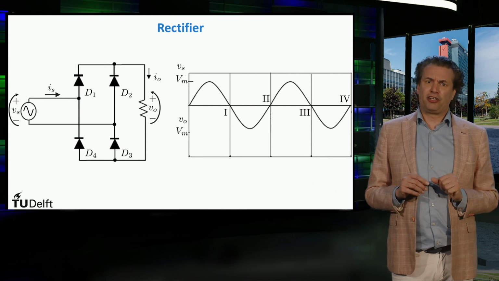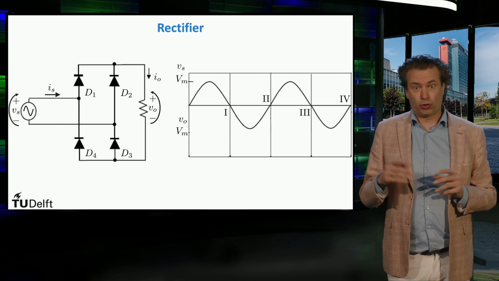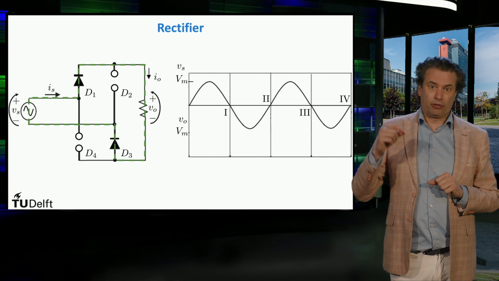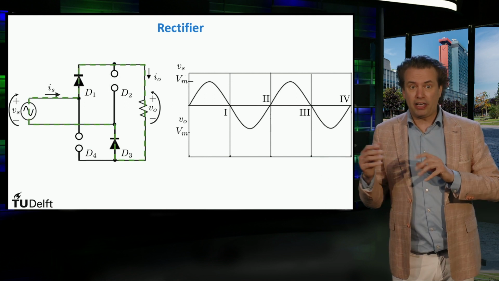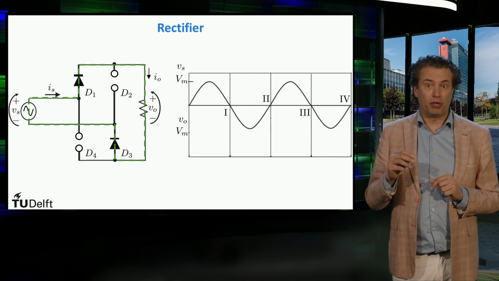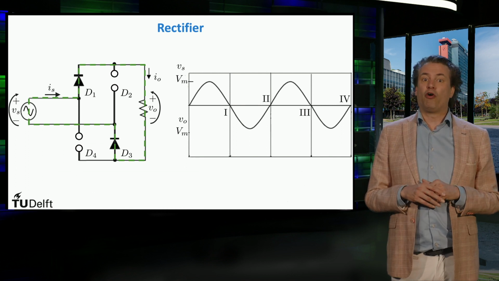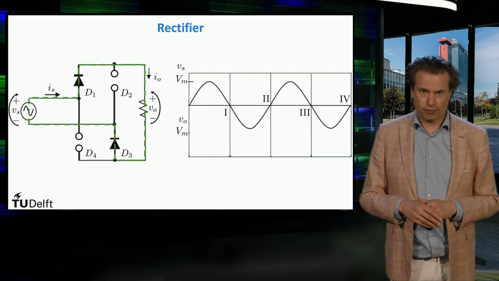When the voltage signal is positive, which corresponds to the time periods 1 and 3, diodes D1 and D3 in forward bias will conduct, and diodes D2 and D4, which are in reverse bias, will block the current because of the positive direction of the current.